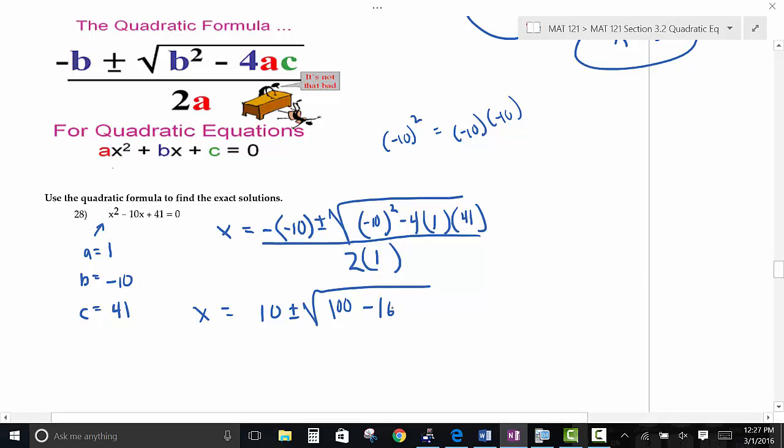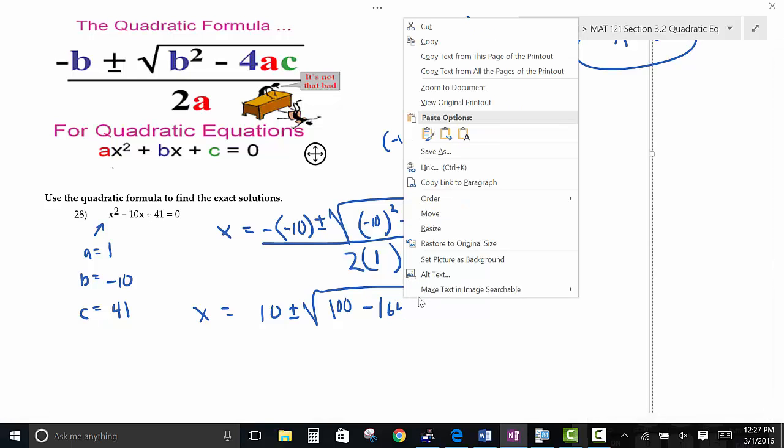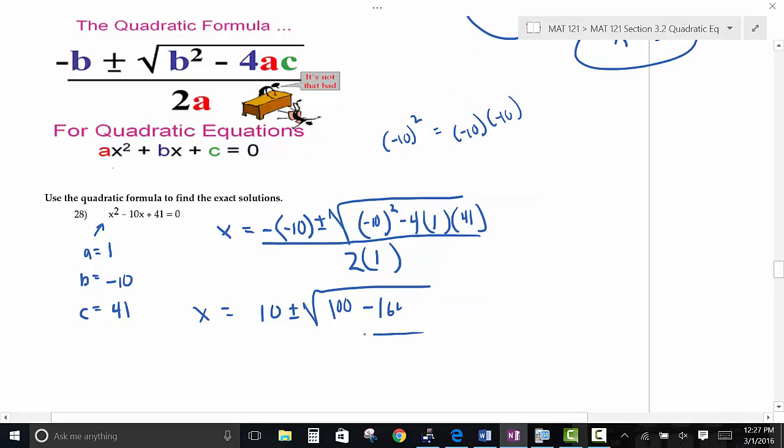So we're going to do 164 like that, okay? And then it would be all over 2 times 1 or 2 like that. Okay, and that didn't come out, that's 164 like that, okay? Everybody okay so far? Okay, this is not the hard part, this is the arithmetic part, which is usually okay for students. So now we have 10 plus or minus square root of negative 64 all over 2. So let me write that a little bit clearer like that.